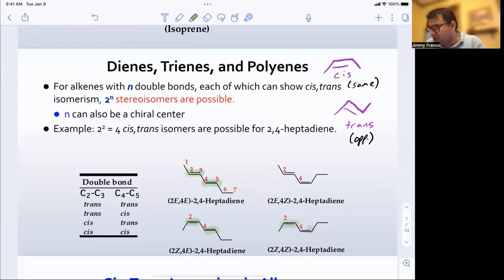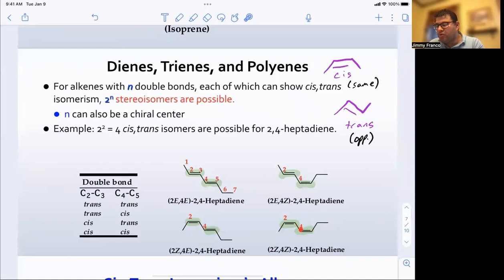Same thing here, here, here, and here. And if we're looking at these, this one would be cis, right? So they're pointing, both carbons are pointing down. The second one would be trans. Cis, and then also cis, right?